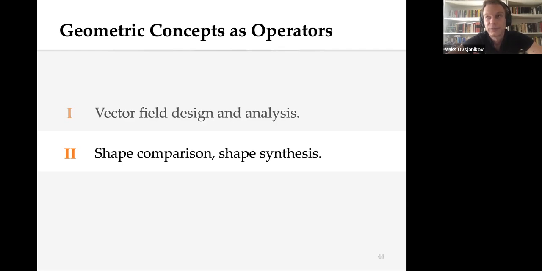And another direction that we investigated was how to represent shapes as operators and how to do shape synthesis. And this is something that I'm still working on, and I'll mention some very recent results in this direction.